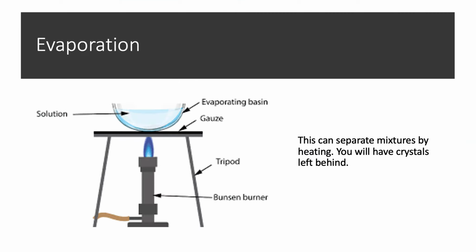Now moving on to evaporation. This separates mixtures by heating, and at the end you'll have crystals left behind. So over here the heating material is the Bunsen burner. The Bunsen burner is under the tripod. On top of the tripod is the gauze, and on top of the gauze is the evaporating basin, and inside the basin is the solution.